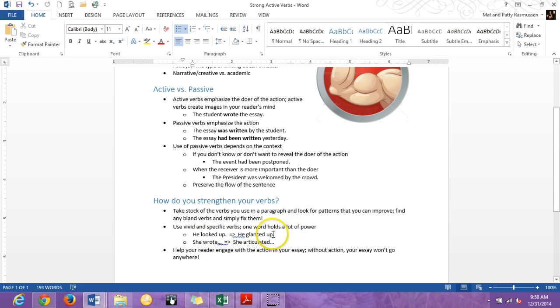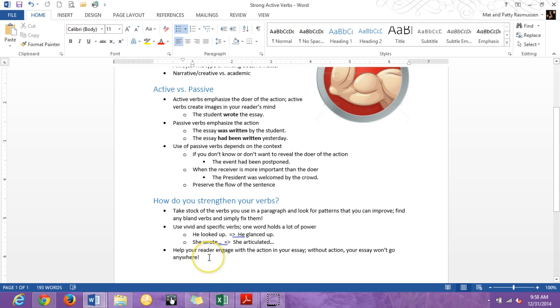Also, and this would perhaps be in a more creative type essay. Down here, with she wrote, this is something you're probably going to say quite a bit in your essays when you're dealing with sources. So instead of saying she wrote, she articulated, or she argued. Things like that. Again, one word changed, very, very different message is delivered.